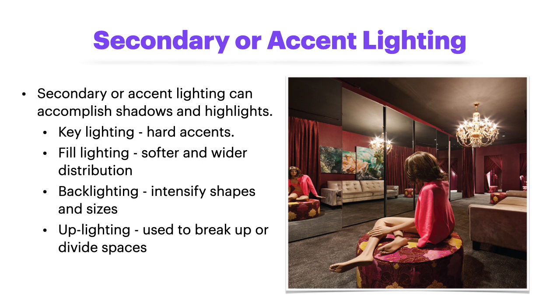Key lighting supplies hard accents. It is the stronger light that adds a punch. Field lighting provides a softer and wider distribution of light to smooth shadows. Highlighting produces wide shadows, revealing the intricacies of products. Backlighting intensifies shapes and sizes. It makes an object glow. Uplighting is used to break up or divide spaces. It causes a dramatic effect.